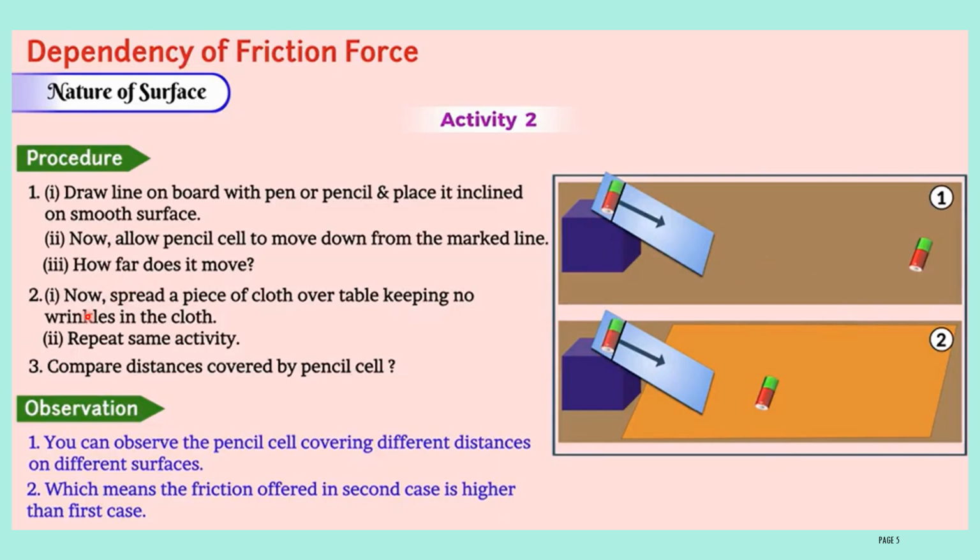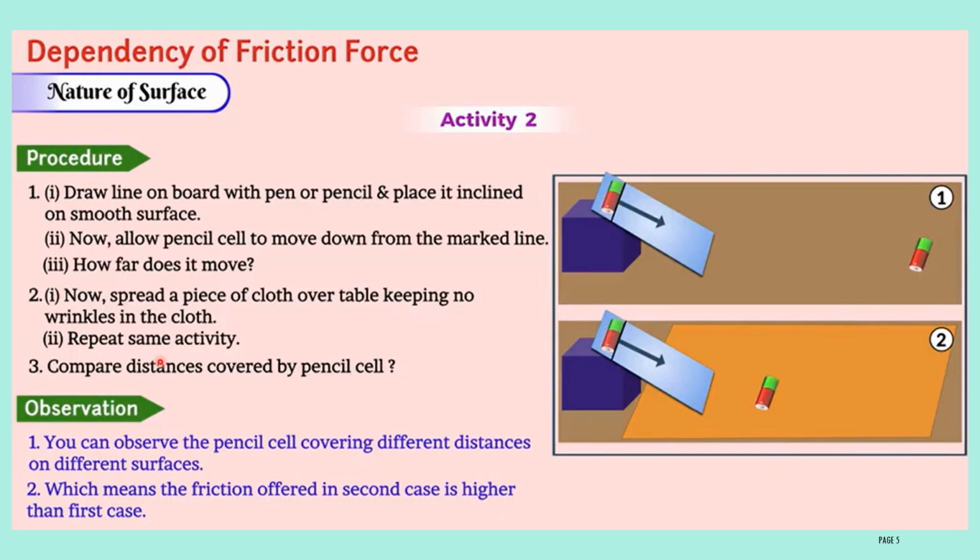Now the second case. Spread a piece of cloth on the table without any wrinkles in the cloth. Now allow the same pencil cell to move down from the marked line. Here also the pencil cell will move some distance, and then it will stop. Consider this as the second case.